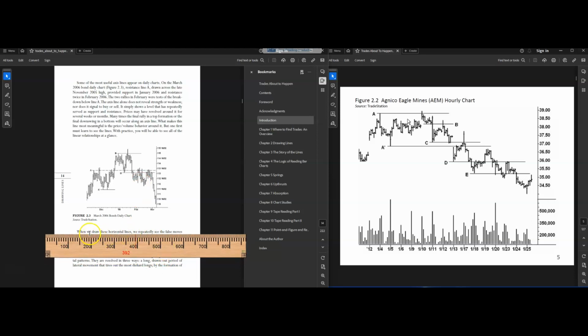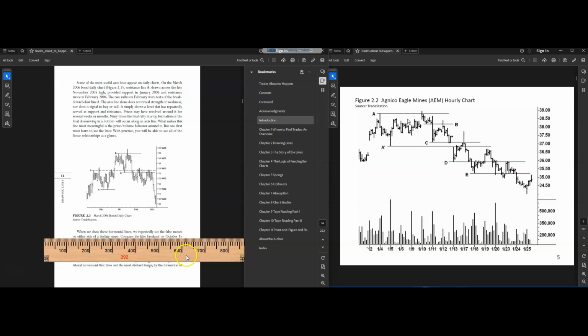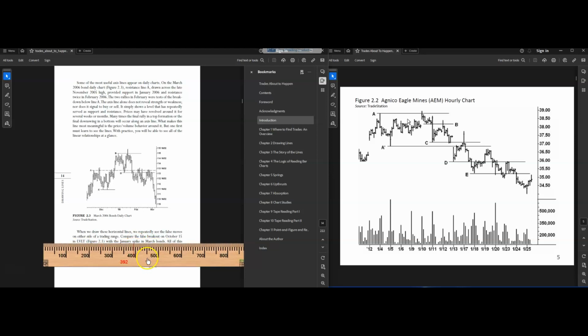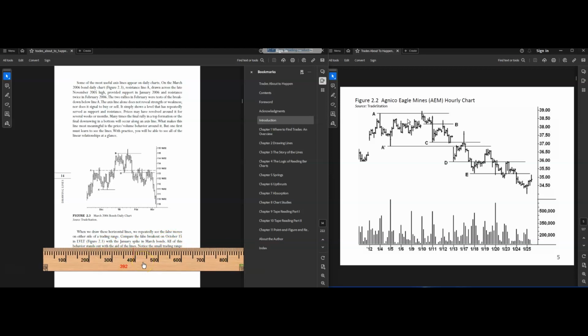All right, this is also important. When we draw the horizontal line, we repeatedly see the false moves on either side of a trading range. Compare the false breakout on October 15th with the January spike in March bonds. All of this behavior stands out with the aid of the lines. These are just upthrusts and springs. Like right here, B, the line at B gets tested, fake out.